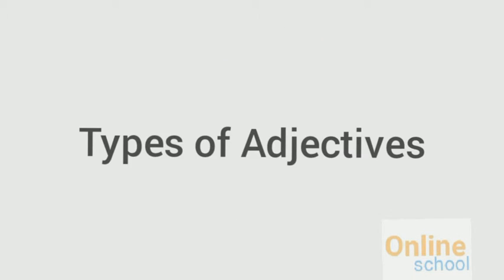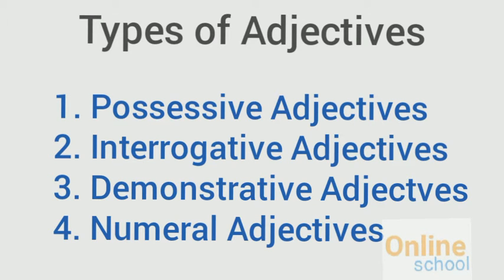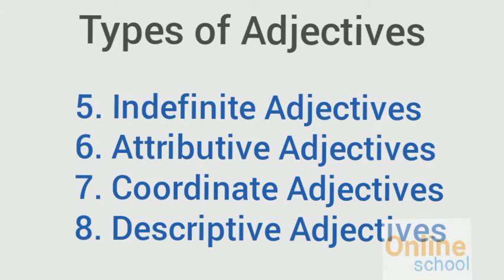Now, what are the types of adjectives? Remember that adjectives can modify as well as describe other words, and you will find it much easier to identify different types of adjectives when you see them. The types of adjectives are possessive adjectives, interrogative adjectives, demonstrative adjectives, numeral adjectives, indefinite adjectives, attributive adjectives, coordinate adjectives, and descriptive adjectives.